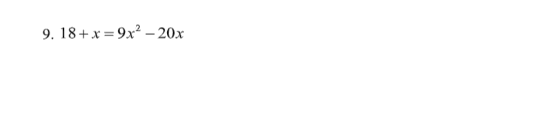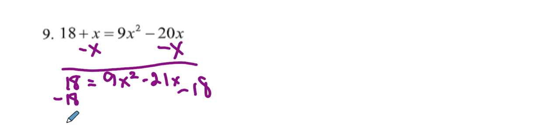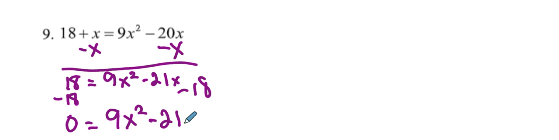So this one, I think you should try to pause it, get everything to one side, make one side equal to 0, and then try to factor it like that last one. So I'm going to do this one. We're going to subtract x. We get 18 equals 9x squared minus 21x. Now I'm going to subtract 18, and I get 0 equals 9x squared minus 21x minus 18.